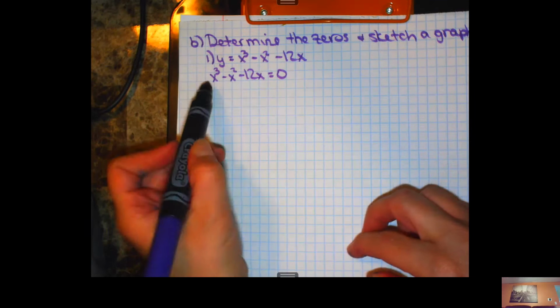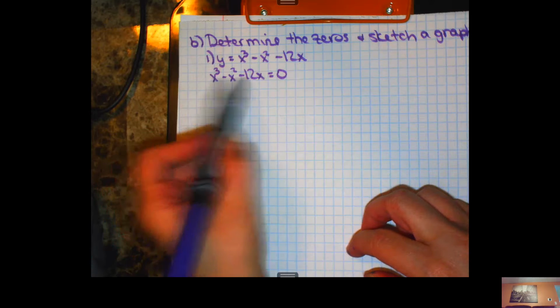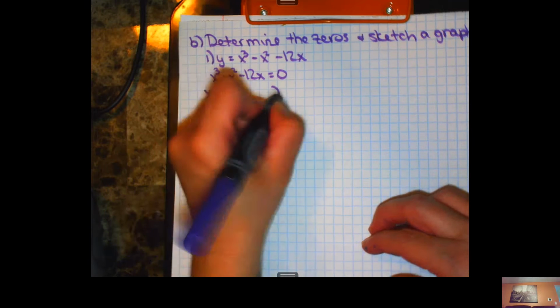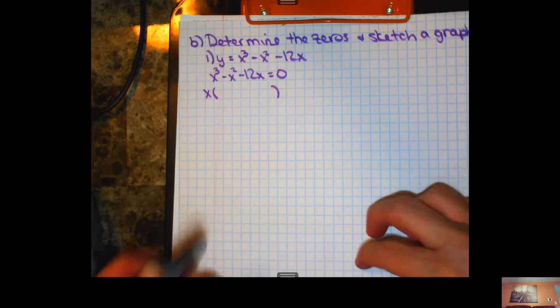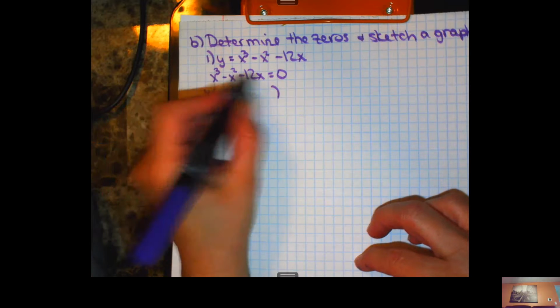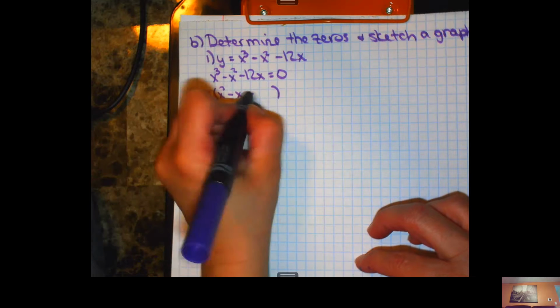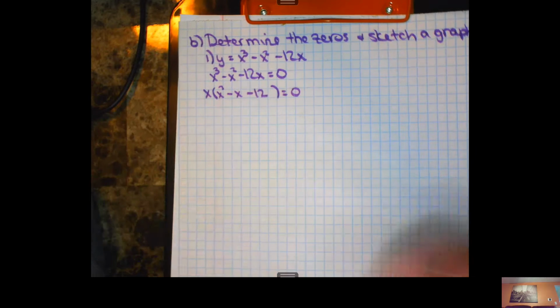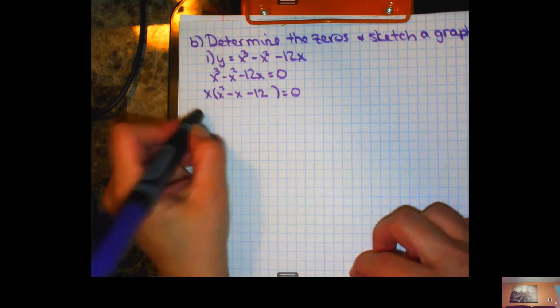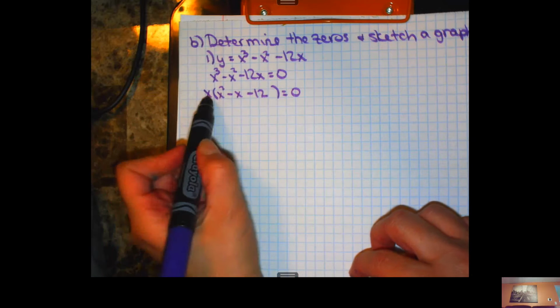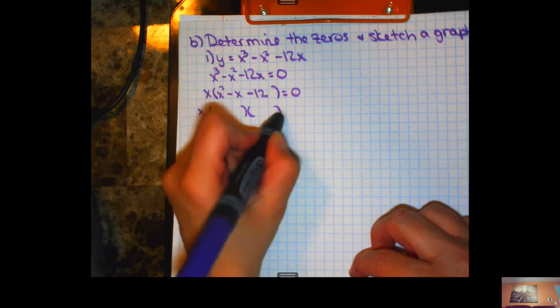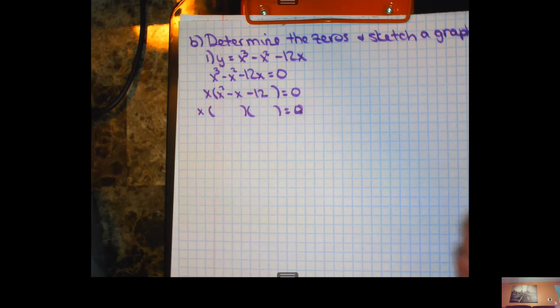The first thing I notice, there's a GCF of x. I can take an x out of everything. So when x comes out, big set of parentheses. If I take an x out of every term, I'm left with x squared minus x minus 12. Don't forget equals 0. Now I bring down the x. I can't get rid of it because that's a letter. And I'm going to make my 2 sets of parentheses. Again, don't forget equals 0.